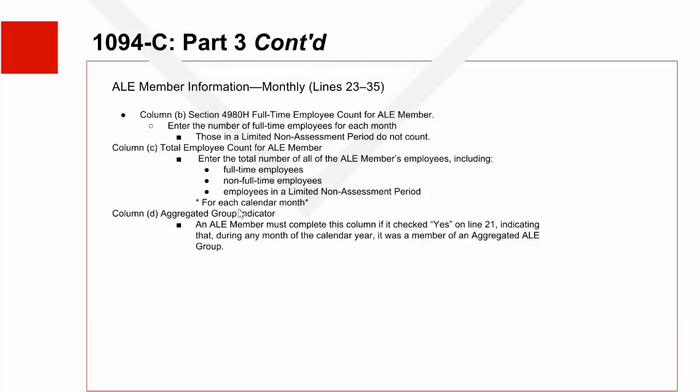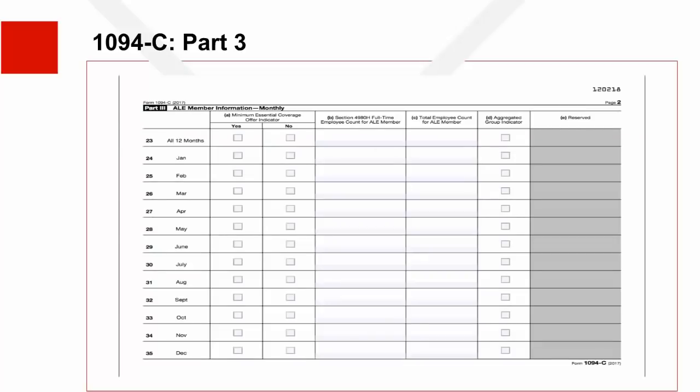Now, continuing on with Part 3, we'll have column B, and that's basically just asking employers for a full-time employee count, and column C is asking you for the total employee count. That includes full-time employees, non-full-time employees, and any employees that might be in that limited assessment period, so they might be in that waiting period. But the trickiest part of all that is, of course, that it needs to be counted on a month-to-month basis. So I'll go back again just one more time for reference.